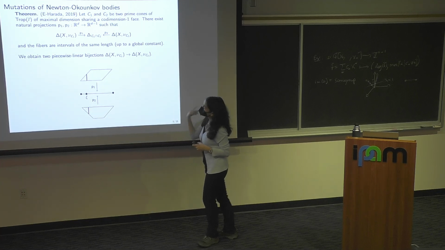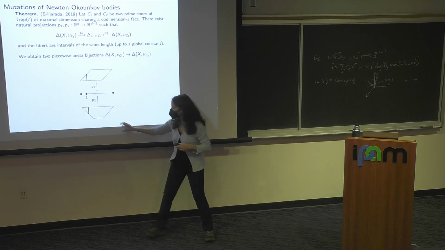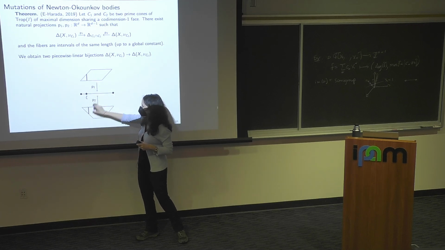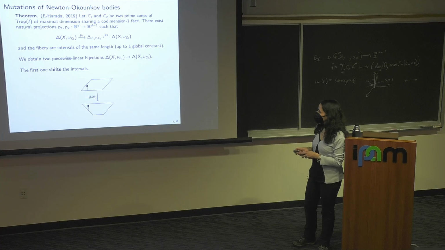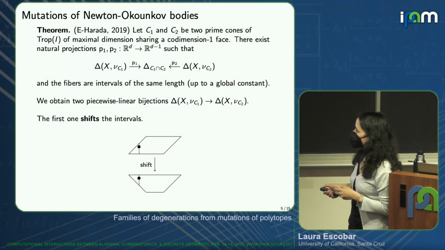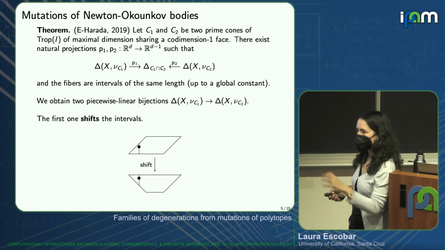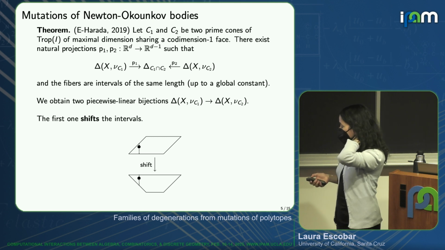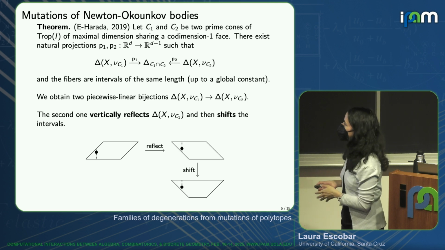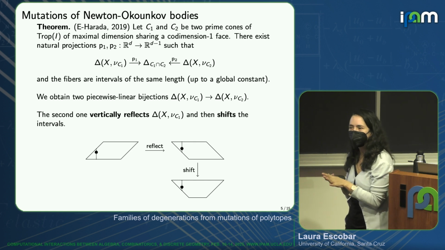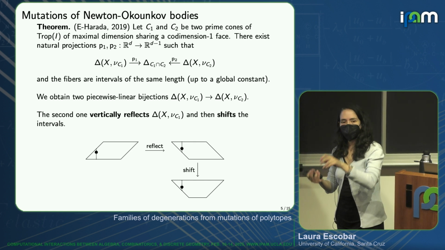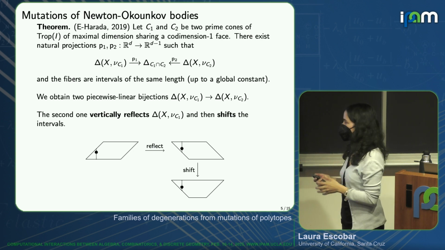So we obtain piecewise-linear bijections between these two polytopes that are honestly just like shifting those line intervals up and down. Just because I like this theorem, we'll actually get two. One is the shift one that I'm telling you: you move this line segment up here to the top, piece by piece. That's piecewise linear. And the other one, it's going to feel superficial, but if you reflect this across the horizontal axis, you get two polytopes that project to the same lower dimensional polytope, and the fibers are of the same length, so they have the same relation.